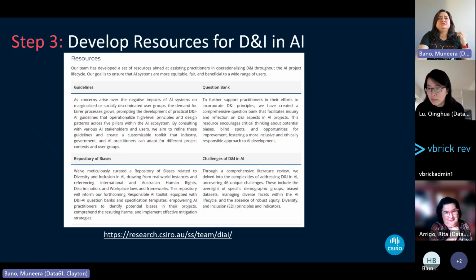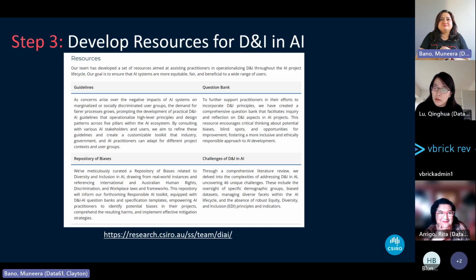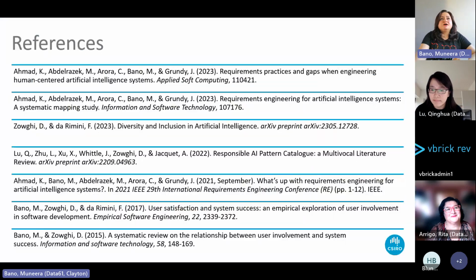Here is step 3, where our team, led by Didar, is developing different resources that we are showcasing to the external partners, those who are interested in learning more. We have a set of guidelines, that book chapter that I presented, a repository of biases, the question bank, and the challenges that are there for D&I in AI. You can approach me or my other team members in regard to further details on these resources. And here are some of the references to the work of my student Khulud Ahmed, and also my other team members, Didar and Francesca.